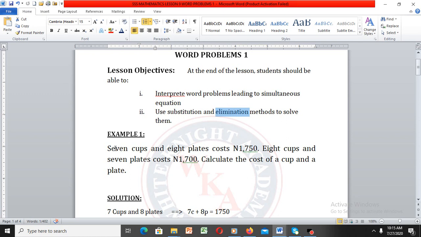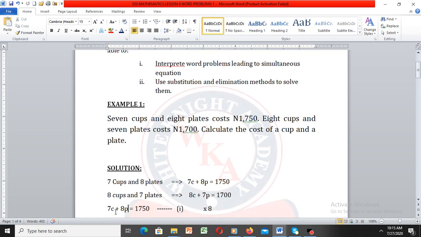The first example says 7 cups and 8 plates cost 1,750 naira. 8 cups and 7 plates cost 1,700 naira. Calculate the cost of a cup and a plate. Here is the solution. We will represent the cups with letter C.